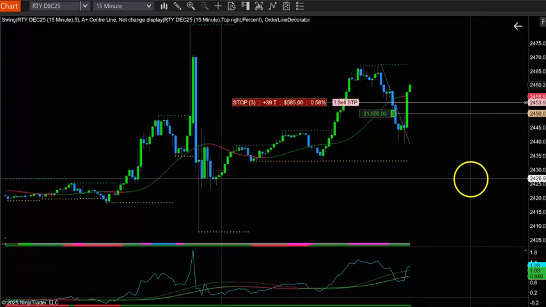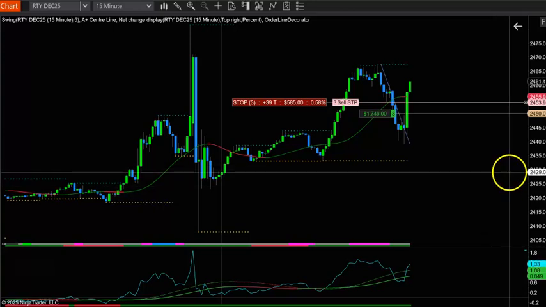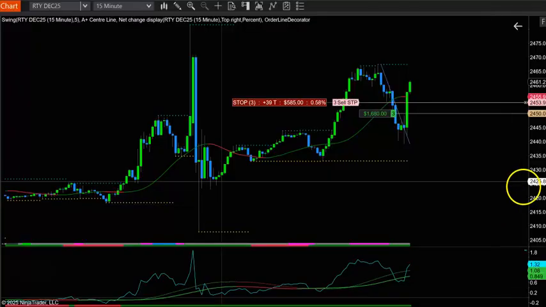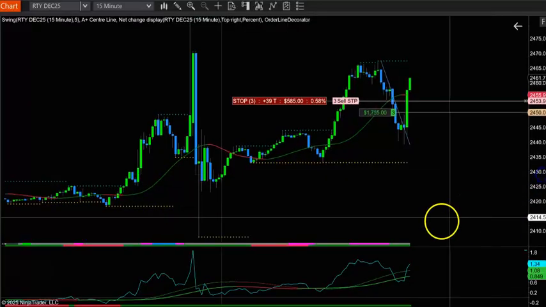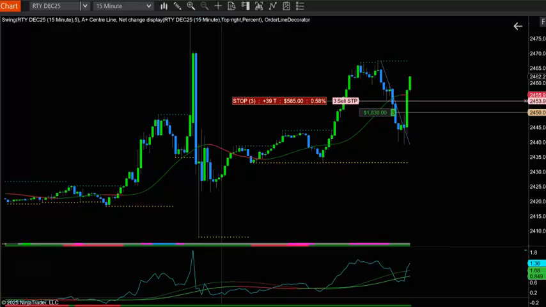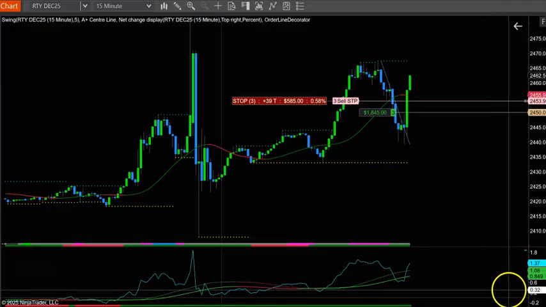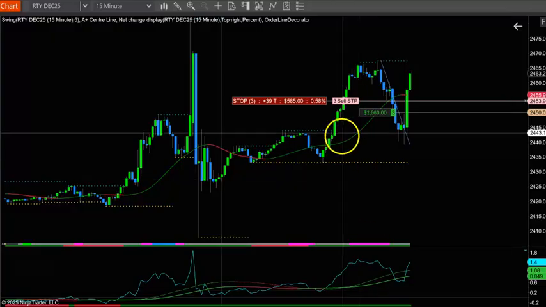Thing about the RTY, it is a lot slower than the NQ. However, you just got to be a little more patient with it. Almost there. There's our 2000. Let's see if we can get to the top.